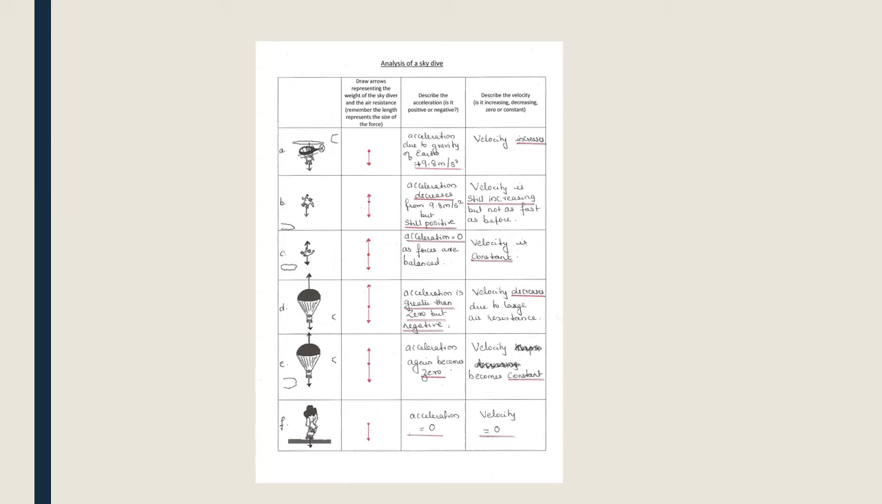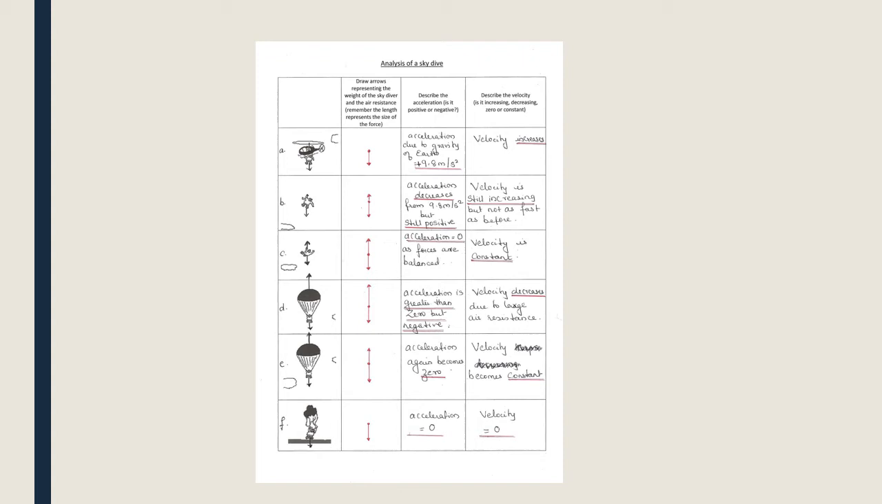So that is the A part. The only arrow will be the weight acting downwards. The acceleration is positive, and we have given the value also, 9.8 or 10 meters per second squared, and his velocity increases. Now we are going to the B part.